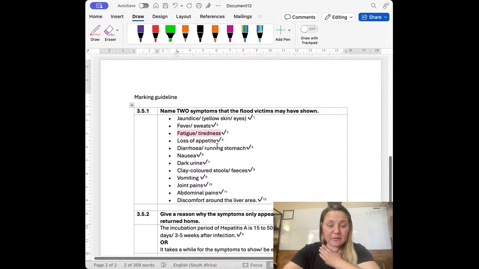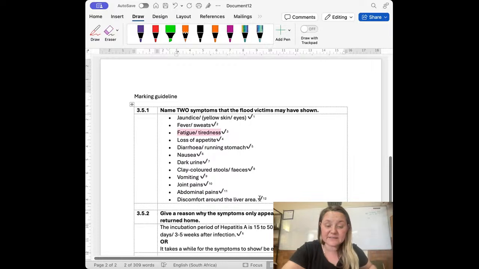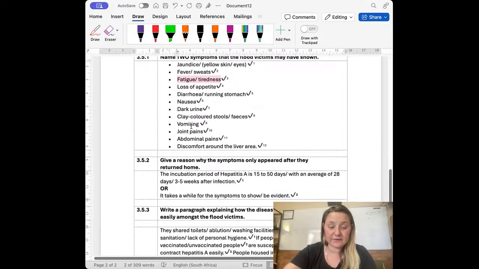Loss of appetite. Remember, you're not feeling well, you're nauseous, you're vomiting, you don't want to eat. There's diarrhea and a running stomach, nausea, dark urine, which we mentioned, clay-colored stools, which we've mentioned, vomiting, joint pain, abdominal pains, and discomfort around the liver. Remember, hepatitis A is a viral infection of the liver. There are other diseases, hepatitis B, hepatitis C. We do not discuss that. Hepatitis A is a viral infection of the liver.